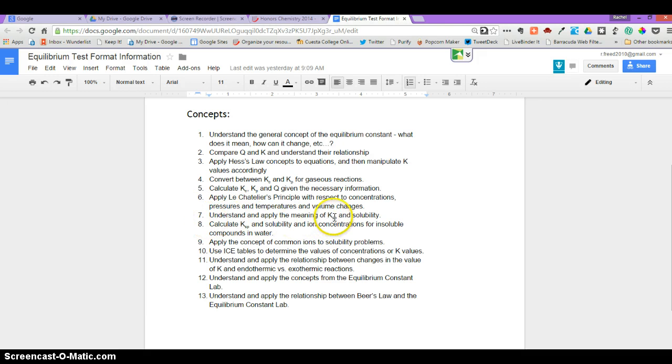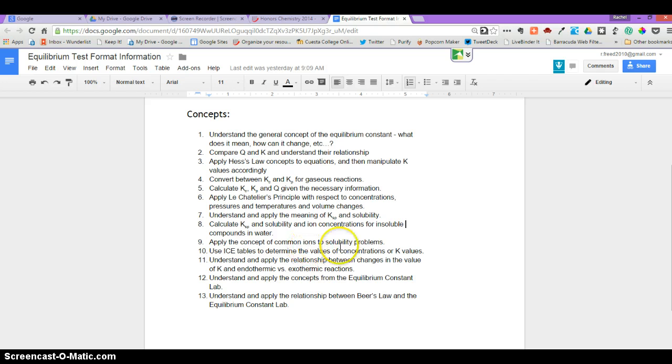Understand and apply the meaning of KSP and solubility. Understand that solubility refers to how much of an insoluble ionic compound can dissolve. Okay, it's the X, how much dissolves. It's the X in the ice table. Calculate KSP, solubility, and ion concentrations. Okay, so that's filling in the ice table. If you're given KSP, you should be able to find X, the solubility, and vice versa.